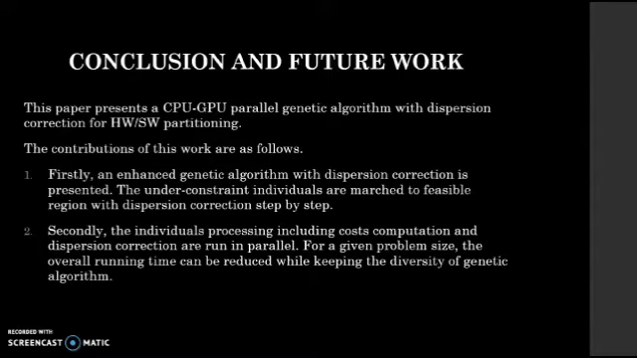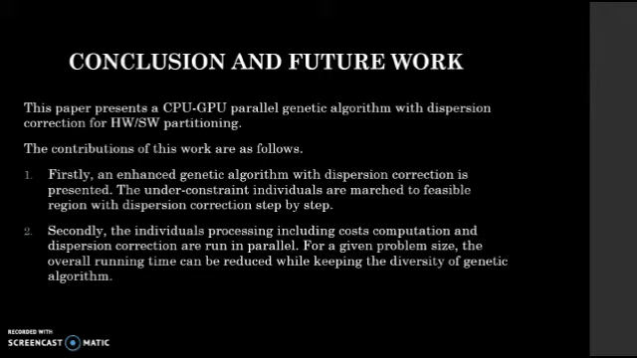Okay, so finally we come to the conclusion and the future work of this IEEE research paper. As we saw in this research paper, this paper presents a CPU-GPU parallel genetic algorithm with dispersion correction for hardware software partitioning. The contributions of this work are as follows. Firstly, an enhanced genetic algorithm with dispersion correction is presented. The under constraint individuals are marched to the feasible region with dispersion correction step by step.